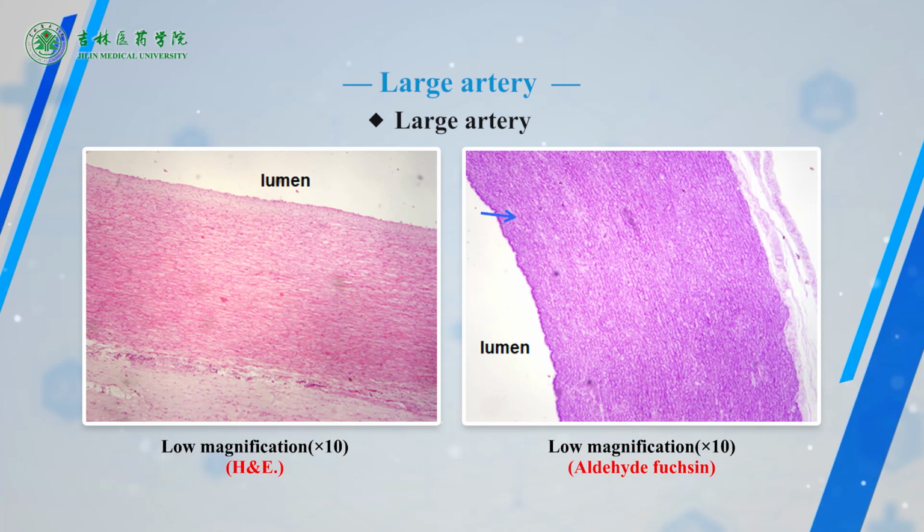As both internal and external elastic membranes are in contact with the elastic membranes of the media, and not as clear as those in the medium-sized artery, there are no distinctive dividing lines between the three tunics.